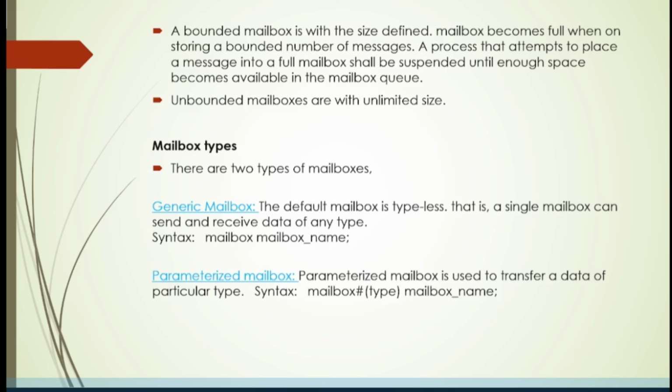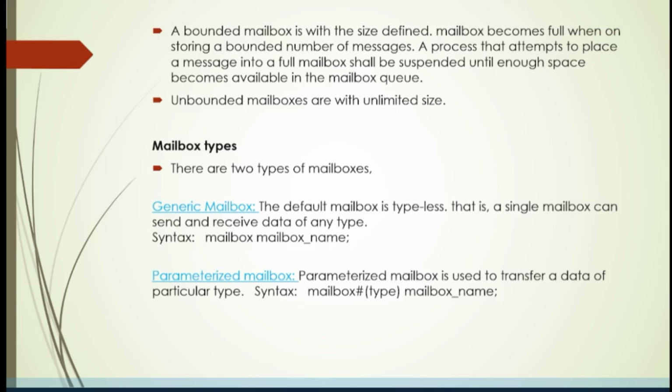It can be either enum data type. So in this way your data can be of any type. So depending upon the data type you are choosing also, these mailboxes are categorized into two types. One is generic mailbox, the second one is parameterized mailbox.